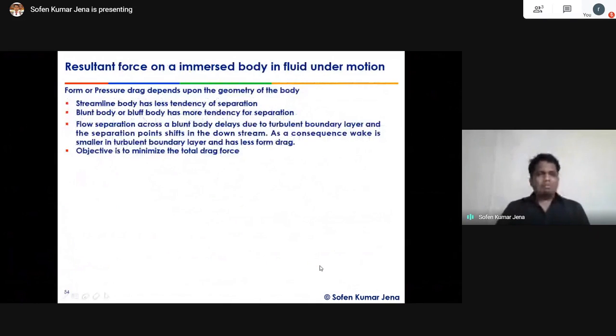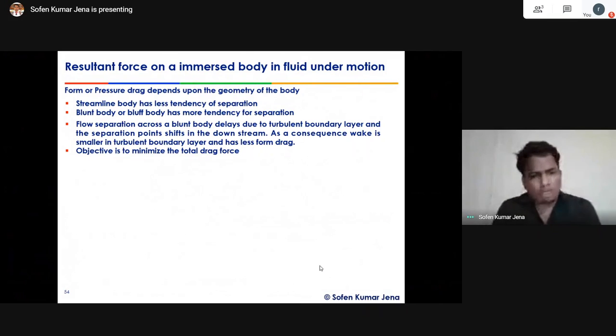Okay. A streamlined body has less tendency of separation, right? What is a streamlined body? If the body is very smooth, that is called a streamlined body. If the body is very smooth and not a very curved shape, the induced pressure gradient will be less, right? If the induced pressure gradient is less, it has less tendency for separation, right?